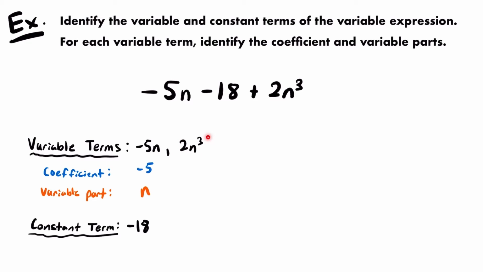Now for the other variable term, we have 2n cubed. The coefficient would be 2 because the 2 is in front of the variable. It doesn't matter that that variable is raised to the power of 3. 2 is still the number in front of that variable part. So the coefficient is 2, and the variable part would be the n cubed. And be sure to not just write n, you do want to include that power of 3. The full variable part is n cubed.